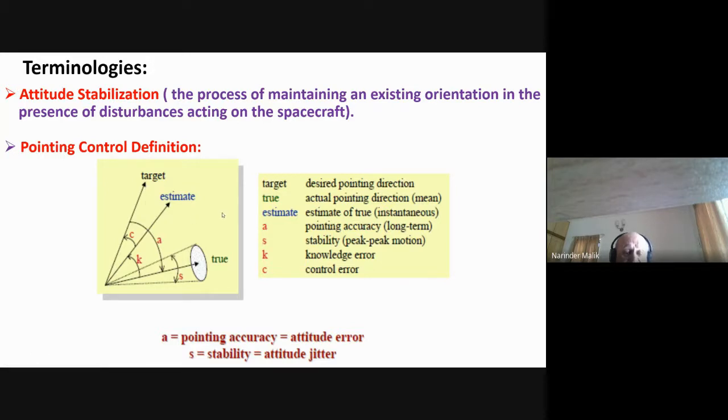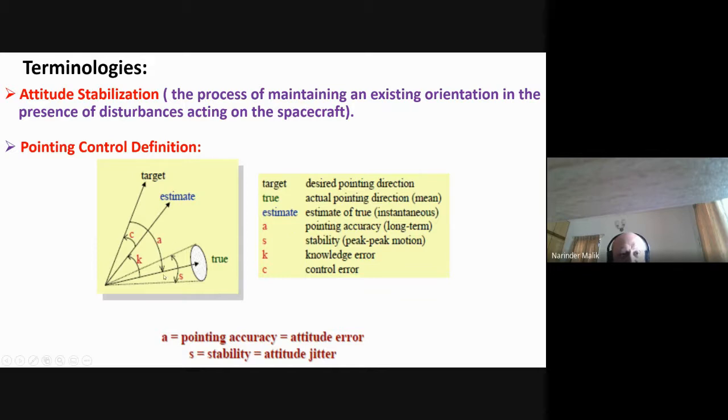You use the attitude sensor and estimate. The sensor gives its position, which may be this thing, and the spacecraft control system, maybe this is a mean value. On top of it is the low frequency variation taking place. So target is the desired pointing direction. True is the actual position direction. This true is the mean value, and this cone is showing the low frequency variation. Estimate is the true or instantaneous information derived from the sensors.